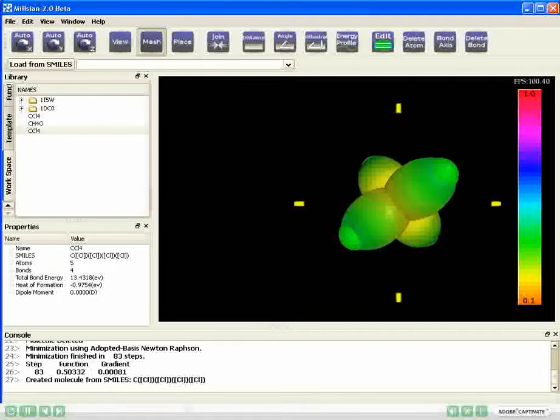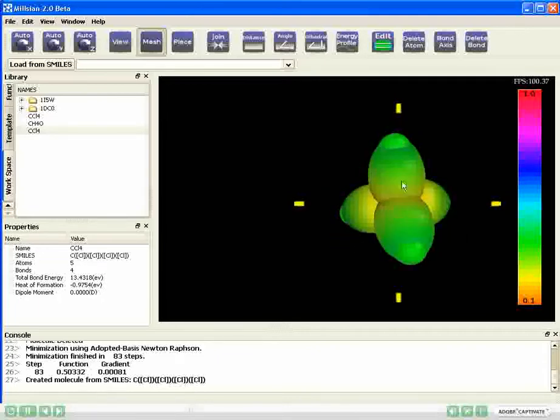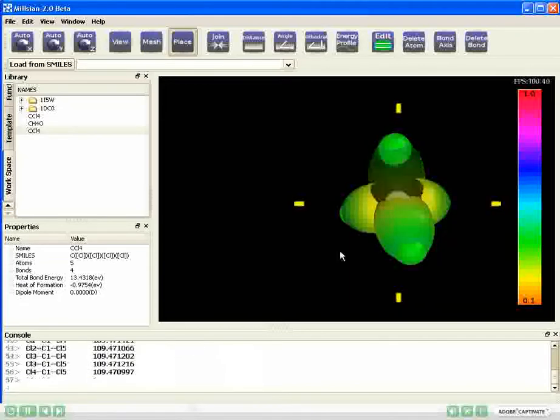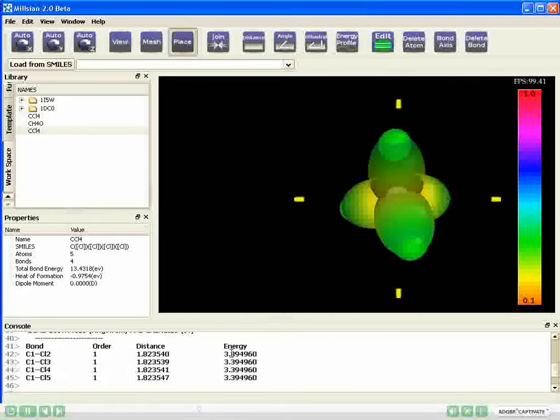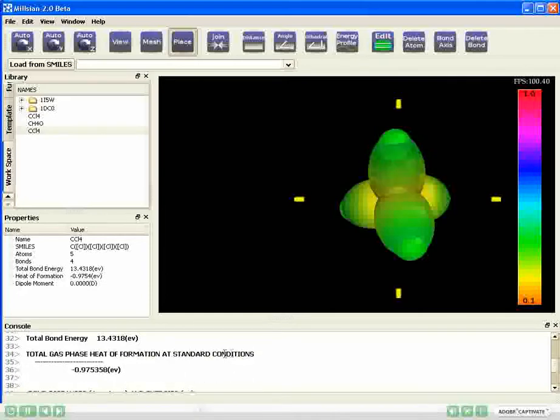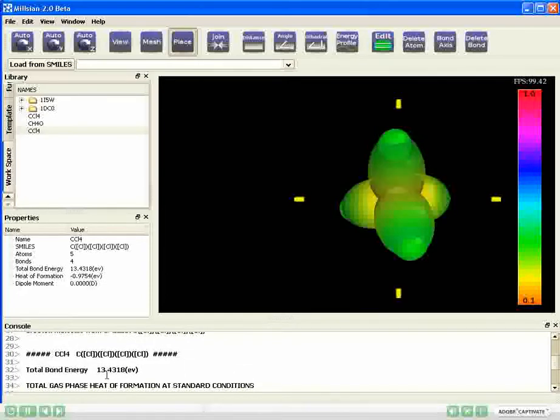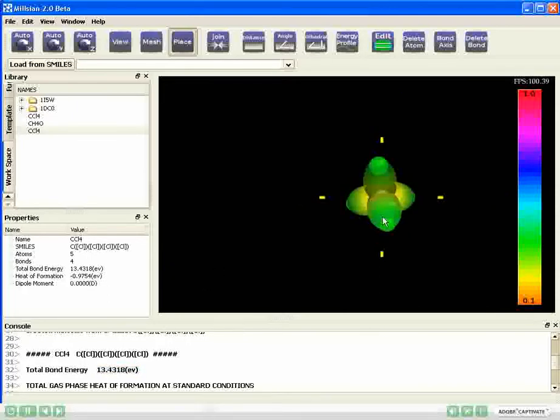This calculated value is 13.4318 electron volts, which is in excellent agreement with the experimental value of 13.4483. This excellent performance of Millsian is due to the fact that classical physics accurately models the electrons in the molecule.